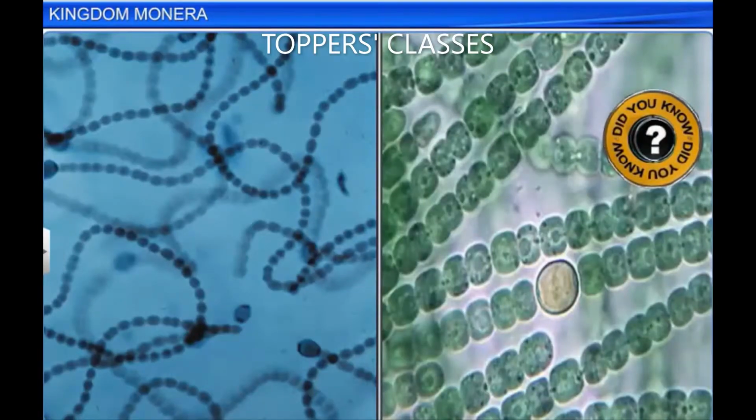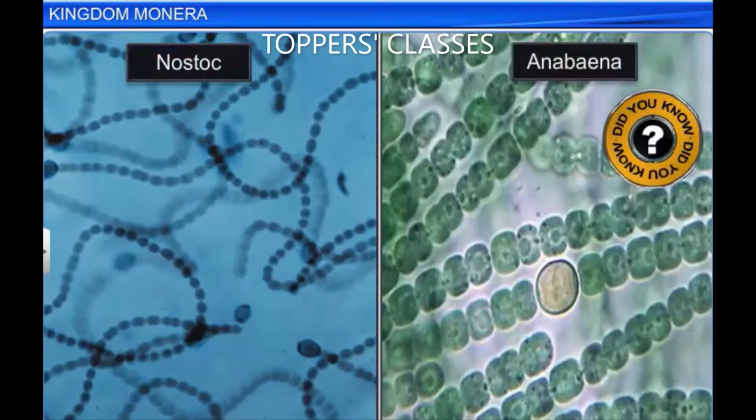Did you know cyanobacteria like Nostoc and Anabaena can also fix atmospheric nitrogen in their specialized cells called heterocysts?